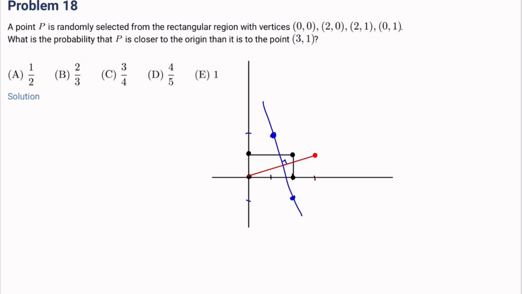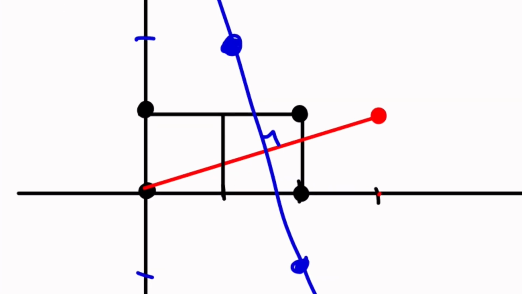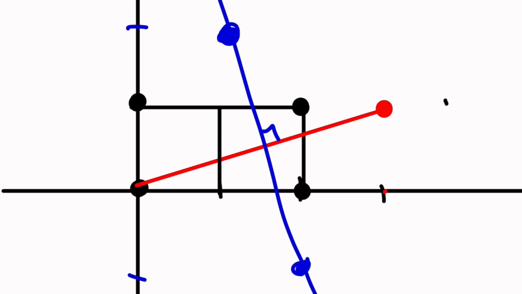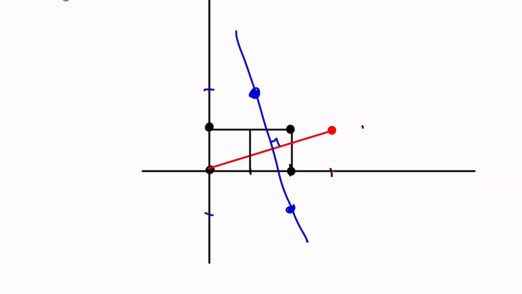And so the probability that P is closer to the origin than it is to the point (3, 1) is just this area over the area of the whole rectangle, right? First of all, we can divide this like that, and then we can see that this area is equal to this area, because the blue line cuts it exactly in half.